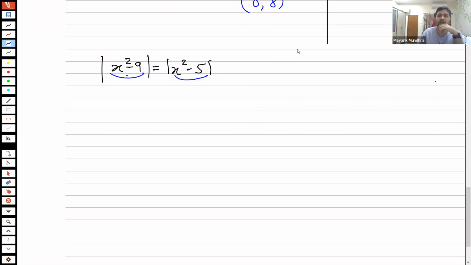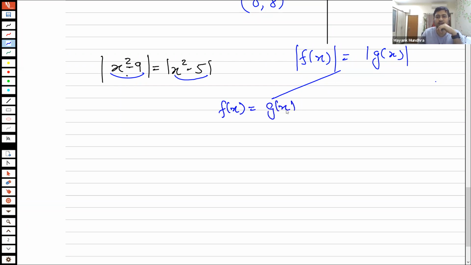Okay, so if I am generally solving mod f of x equal to mod g of x, I could be in two possible worlds. One world is where f of x equals to g of x. The other world could be where f of x equals to minus g of x. The other possible world is basically minus f of x equals to minus g of x, which is the same as this thing. So they are not different cases.